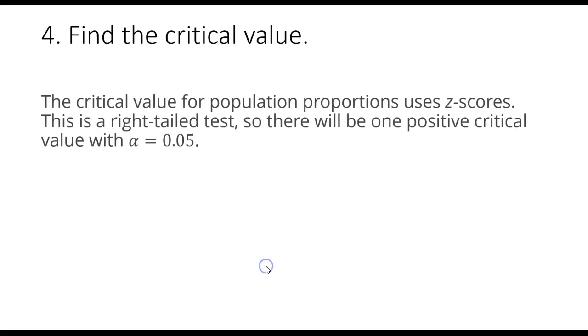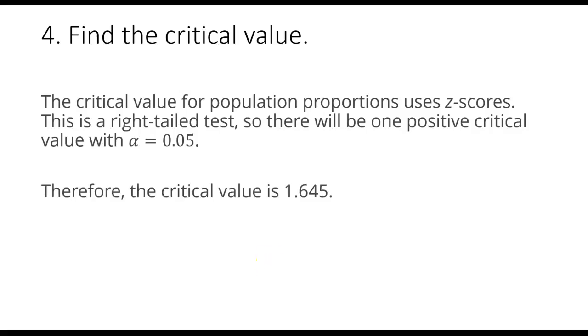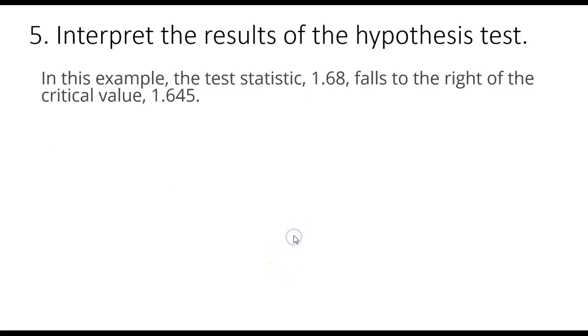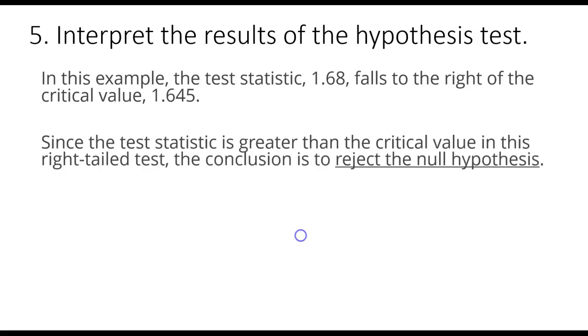So to find the critical value, this is a right-tailed test because of that greater than sign. So we know there's only going to be one positive critical value. And population proportions use z-scores. So an alpha of 0.05, right-tailed test, we know our critical value is going to be 1.645. So now when I'm comparing these, in this example, the test statistic, 1.68, falls to the right of our critical value, which means it falls in the rejection region.